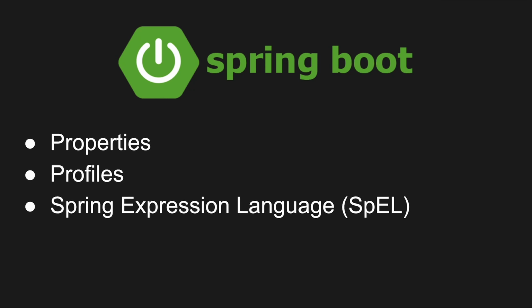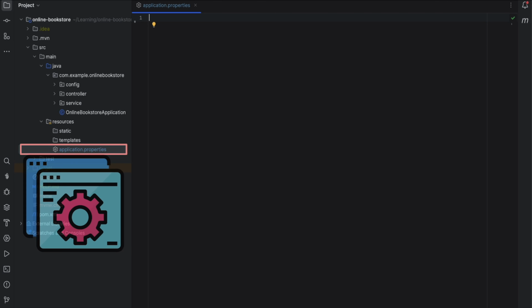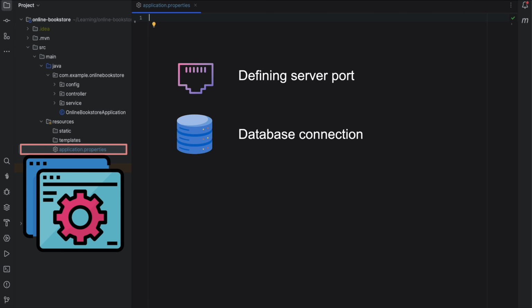Hello everyone, in today's video, we will dive into using properties in Spring, working with profiles, and we will get to know the Spring expression language. Let's start by understanding the importance of application properties. It serves as a crucial mechanism for configuring various aspects of Spring Boot applications. Whether it's defining the server port, specifying database connection details, or configuring logging behavior, application properties play a central role in tailoring the behavior of our applications to meet specific requirements.